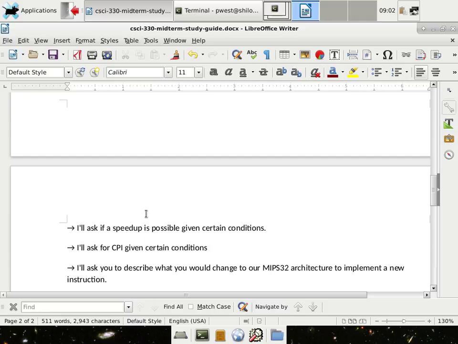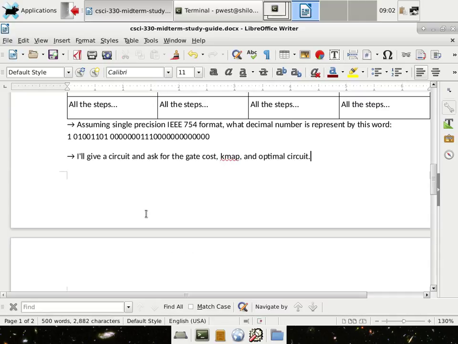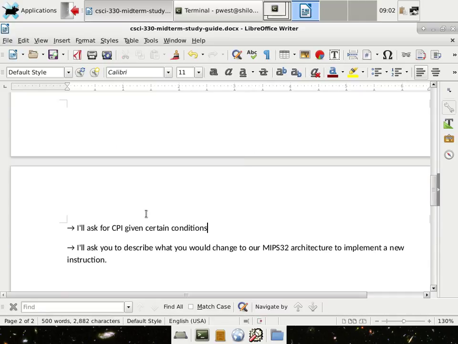I ask if speedup is... Oh, I'm not asking this one. Thank God. But I will ask for the CPI given certain conditions. Remember, that was cycles per instruction. I'll ask you to describe what would change in our MIPS architecture to implement a new instruction.